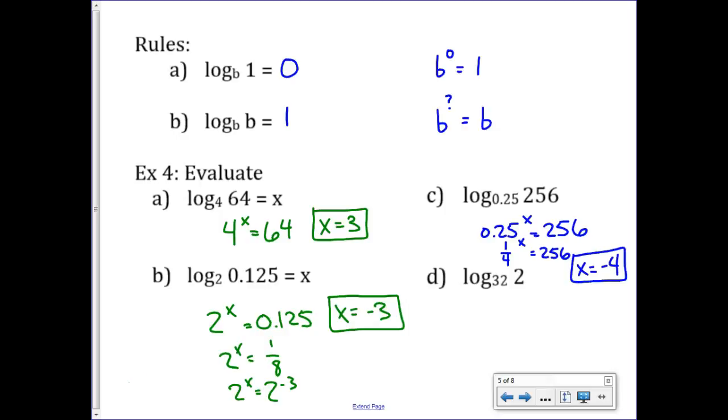And then this one we have 32 to the x would equal 2. Well, what base could we use to make that into a smaller number? 32 to the 1/5, so x would be 1/5 here.